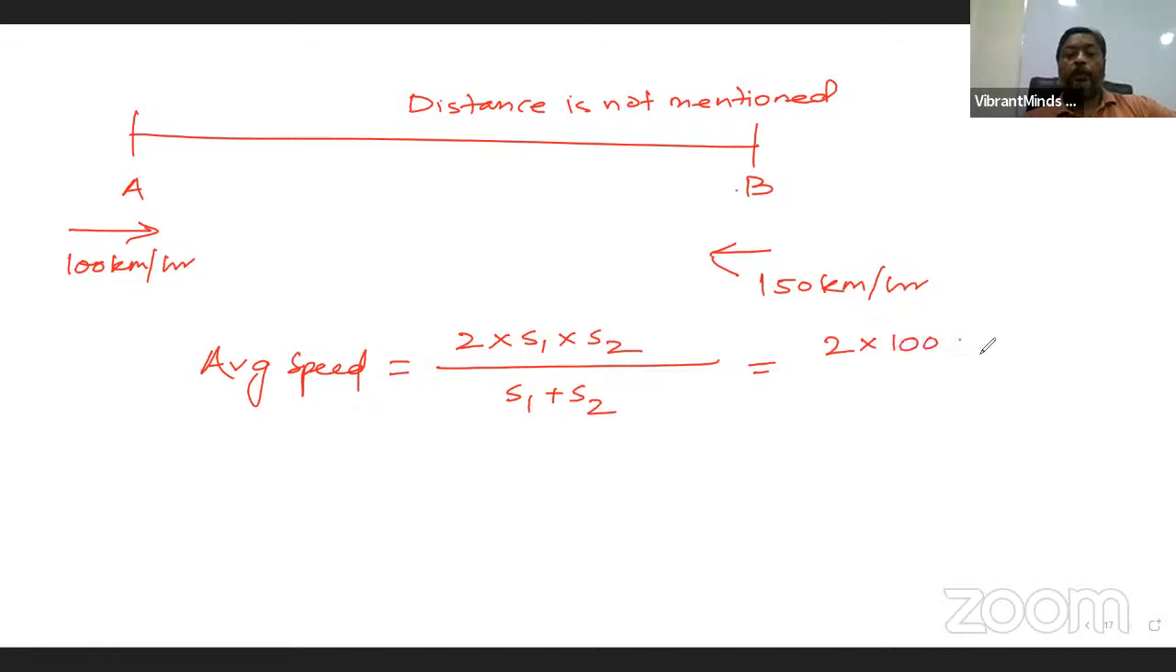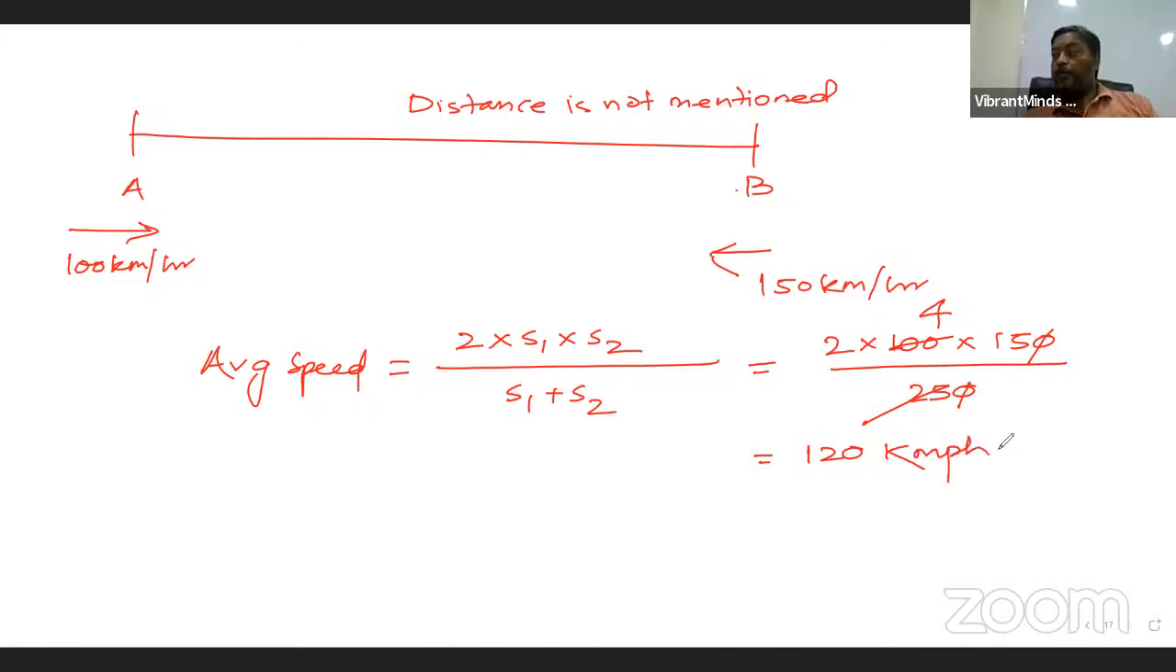2 into 100 into 150 divided by 250. So let's go. 0 and 0 cancelled, and 25 4s are 100. So how much we have? 15 into 4 is 60. 60 into 2 is 120 kilometer per hour. Is it clear, guys?